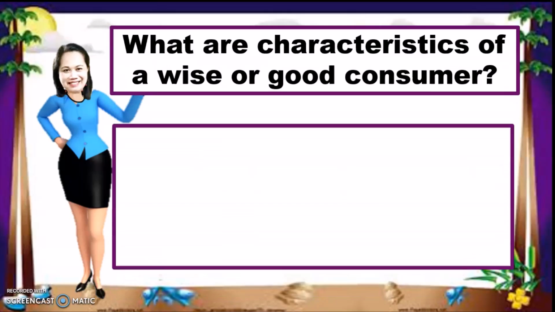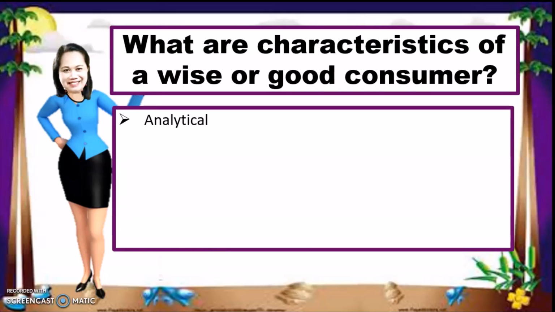Okay? The next one is the analytical. What is this analytical? The consumer patiently examines the quality, perceivable value, and benefits of the product that you are going to buy, and compares them with other products available. So you do not buy only one. You need to look for another and then choose the best product that you want. And then looking for alternative or substitute.